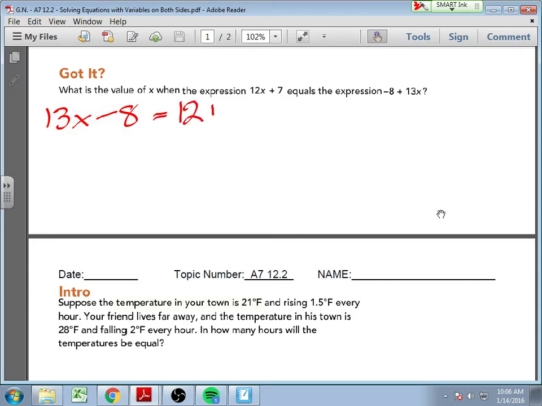So then 12x plus 7. Ooh, I forgot my x. Grace, what would I do now?